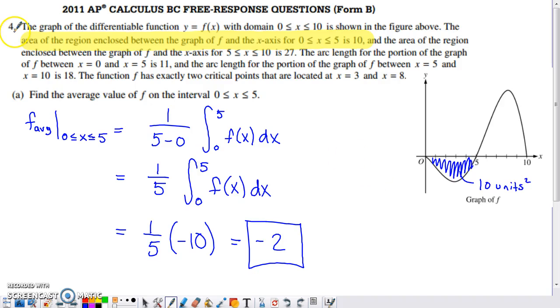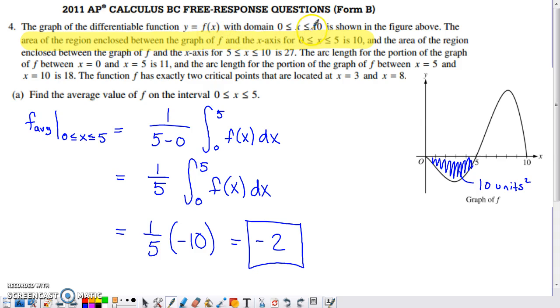So this is problem number 4. It's from the 2011 BC exam. It was on Form B that year. And it's a non-calculator question, and the setup is similar to a lot of other free response questions you've probably seen. We've got a differentiable function f of x.